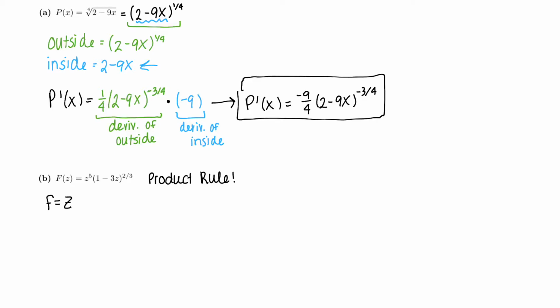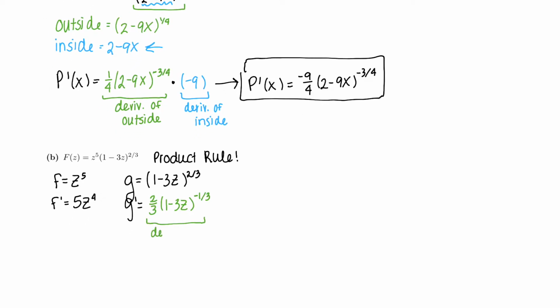So our first function f will be z to the 5th, and its derivative is 5z to the 4th. G is the function 1 minus 3z raised to the 2/3. This is a very similar situation to what we had right here. So for g prime, we start with the derivative of the outside. We're just taking this whole function and doing power rule on it. We'll take the 2/3, put it in front, leave the inside alone, and then subtract 1 off the exponent. So we have negative 1/3. That's the derivative of the outside. The derivative of the inside is the derivative of 1 minus 3z, and that derivative is negative 3.